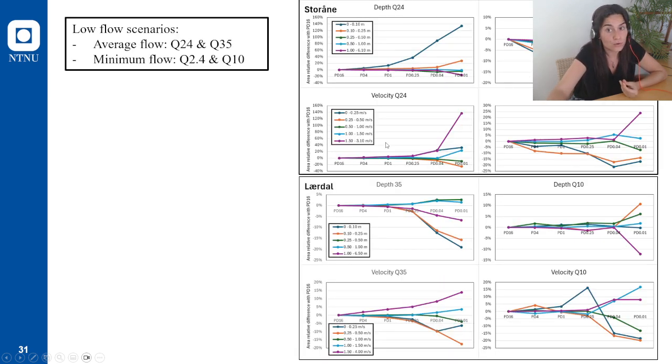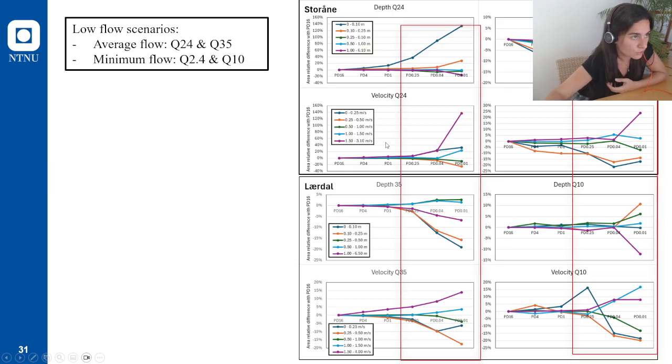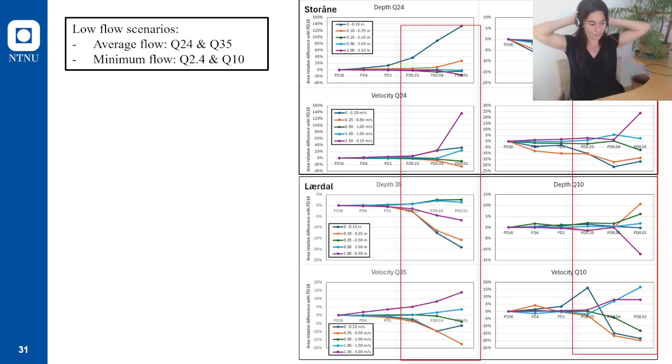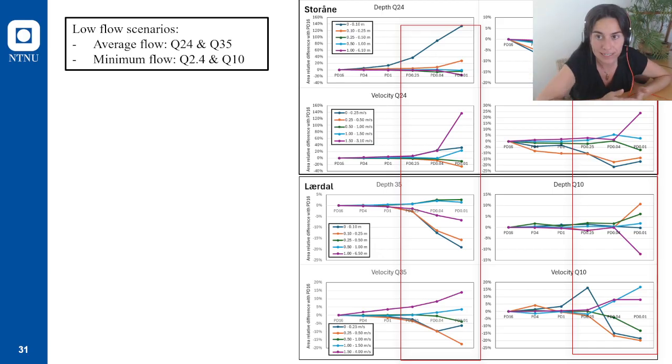While for the low flow scenarios, we see significant changes for PD 0.25, 0.4, and 0.1. So this has been applied in two study cases, Lardal and Estorane, that have a given average flow and a certain river size. I do think that future research should aim to see how it is for other river channels with larger or smaller flows, because this might change.